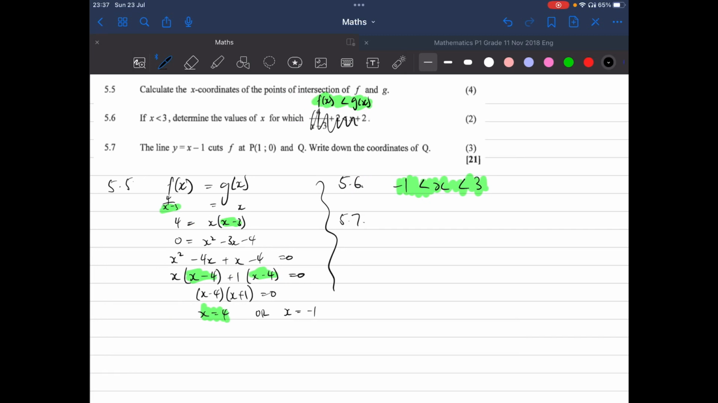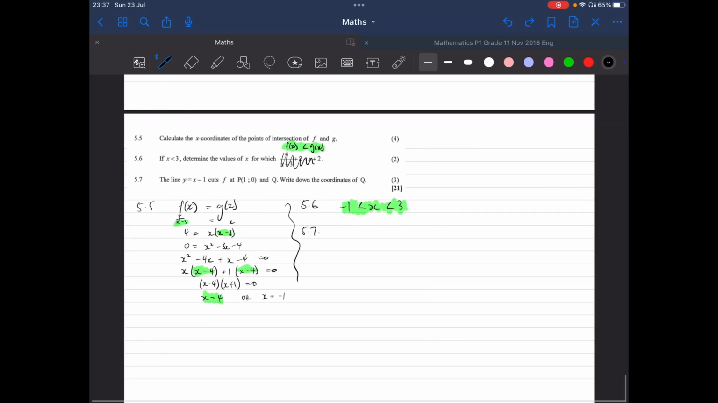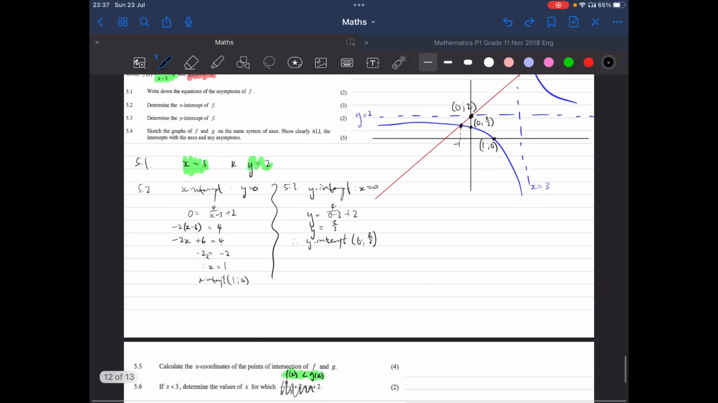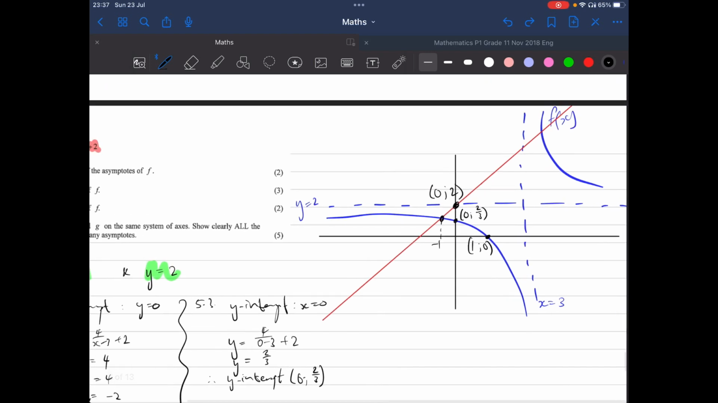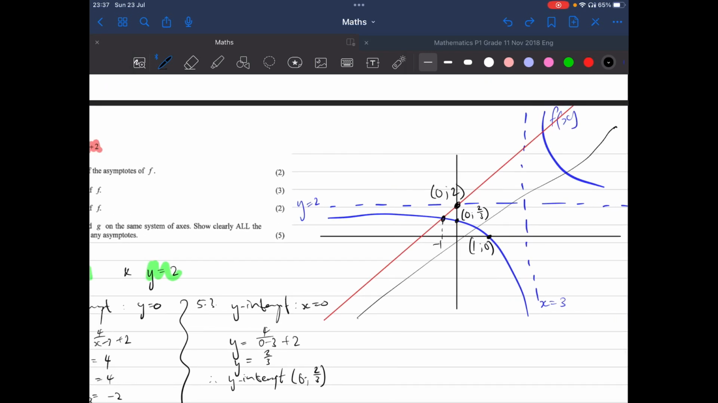5.7 says the line y equals x minus 1 cuts f, so that's our hyperbola, at P, which has the coordinates of 1 and 0, and Q. Write down the coordinates of Q. Okay, so let's think about this. The line y equals x minus 1. Okay, so here's a line y equals x. Okay, it cuts at the origin, and then I moved it down by 1.